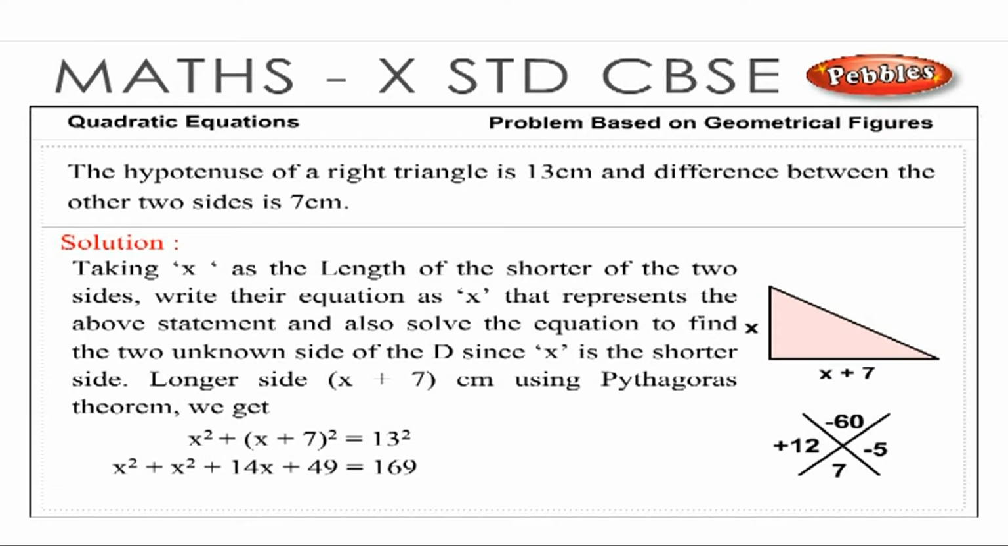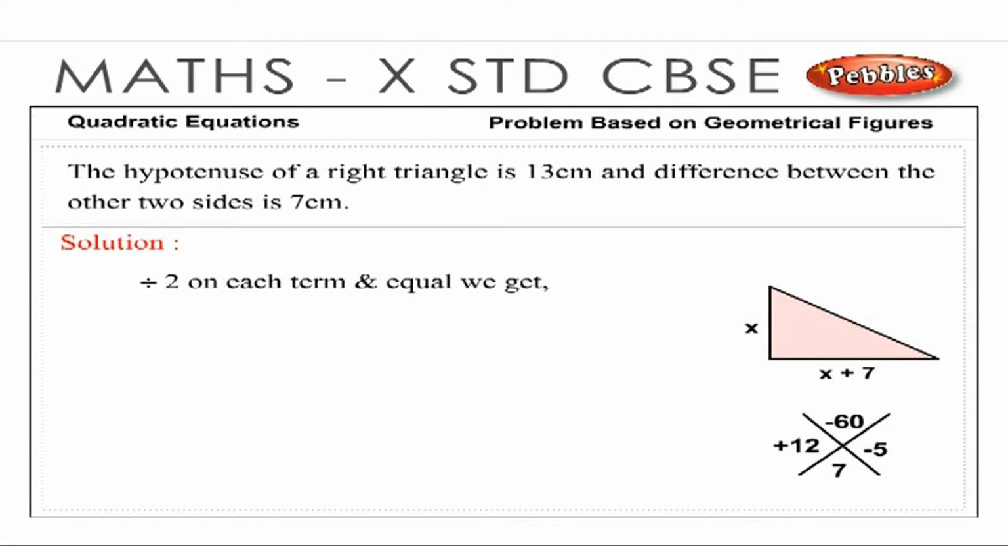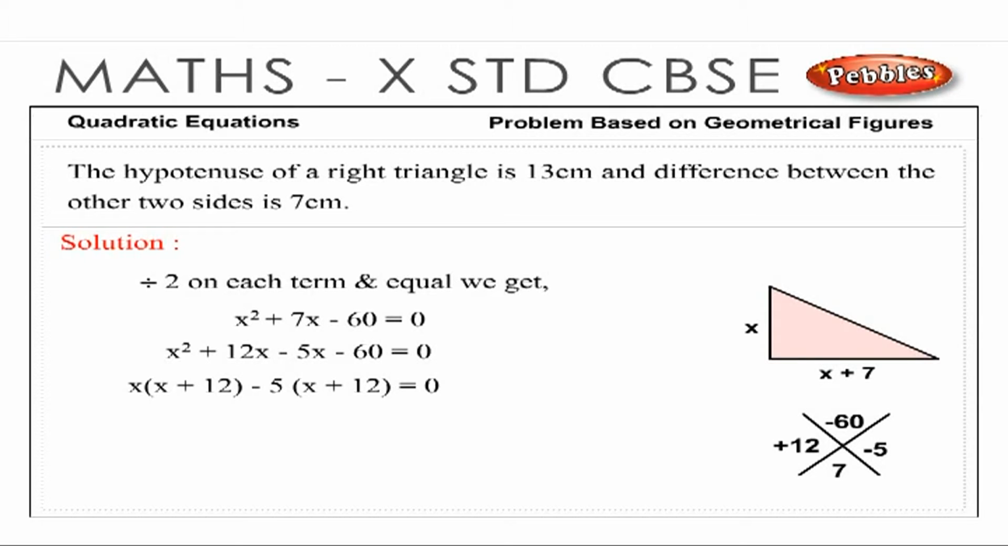x square plus x square plus 14x plus 49 is equal to 169. 2x square plus 14x minus 120 is equal to 0. Dividing by 2, we get x square plus 7x minus 60 is equal to 0. x square plus 12x minus 5x minus 60 is equal to 0. That is, x into (x plus 12) minus 5 into (x plus 12) is equal to 0.